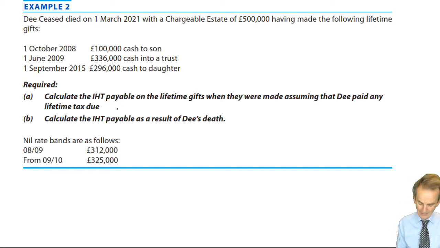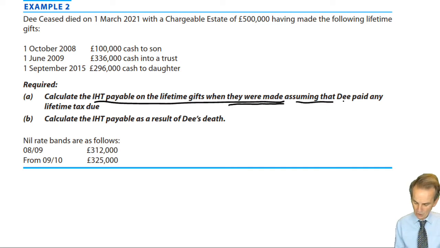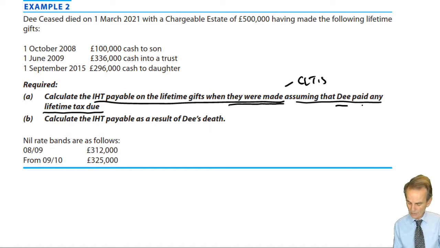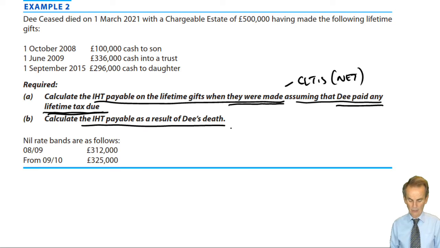2 requirements. Calculate the IHT payable on the lifetime gifts when they were made, assuming that D paid any lifetime tax due. Now we know that the only lifetime gifts that are chargeable when made are CLTs. And we now know that if D paid any lifetime tax due, they would be net transfers. Also, to calculate the IHT payable as a result of D's death, we know that requires 2 computations: lifetime transfers chargeable on death, which will include both PETs and CLTs, if any, falling within the 7 years of the date of death, and it will also be the chargeable estate at death.